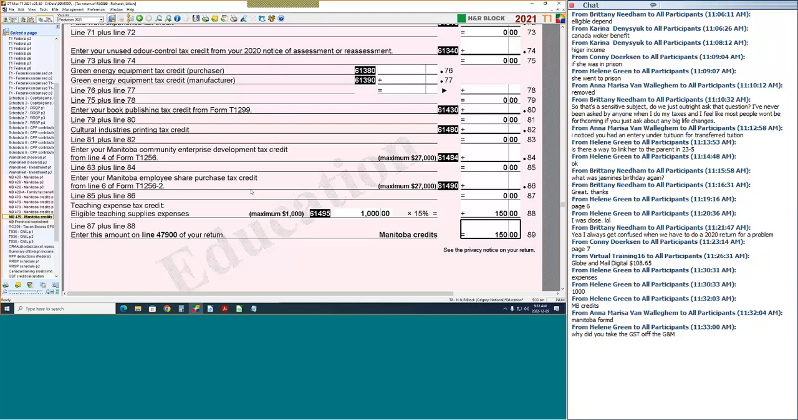Helene, why did I take the GST off the GNM? I didn't just take the GST, I took the digital access fee. So you can claim the subscription, but not the digital access fee. I didn't explain that very well. Assuming the digital access fee was $1.99 per month, I have to take that plus the GST on $1.99 per month off, which is how I got the number.